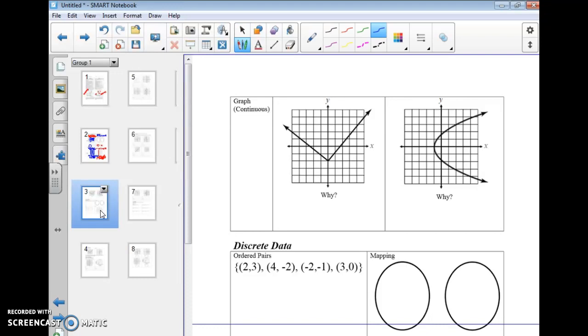So again, if I have a continuous graph, anywhere that I draw a vertical line, it only hits once, but over here, already on my first vertical line, it hits 2 times. So this one is a function because it passes the vertical line test. This one is not a function because it does not pass.